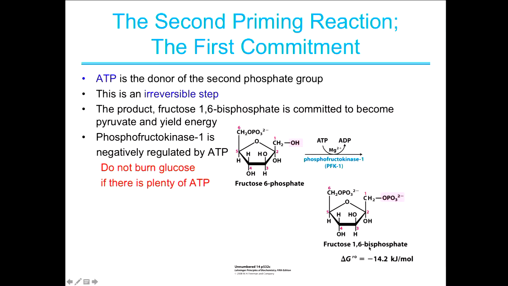Bis means 2, but it means 2 that aren't connected to each other. So bisphosphate means we've got a phosphoryl group over here, and we've got a phosphoryl group over there. The 2 phosphoryl groups aren't covalently attached to each other. They're attached to different parts of this fructose. So fructose 6-phosphate to fructose 1,6-bisphosphate. Let's think about what might do that.